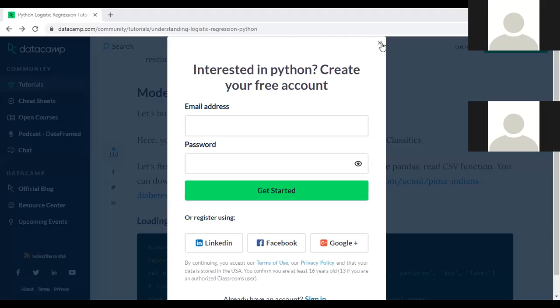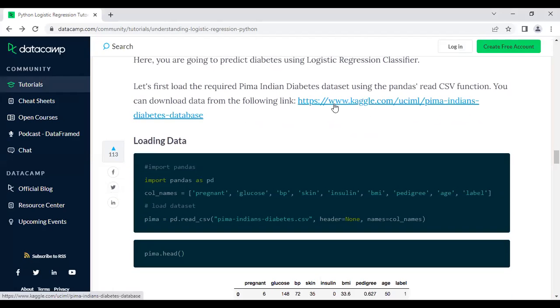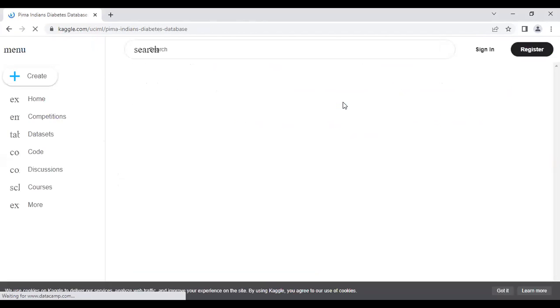So this is the Kaggle. This is a link where the real-time data set is given. Click the link.